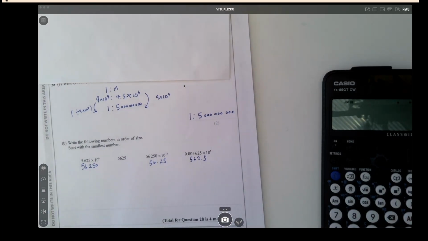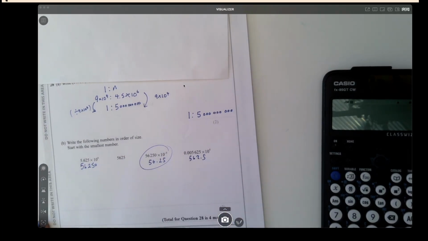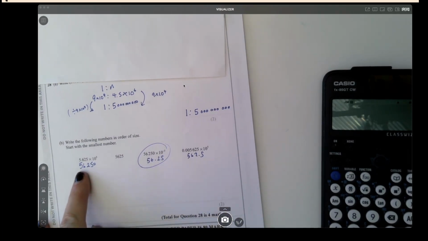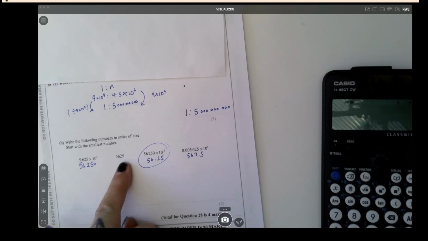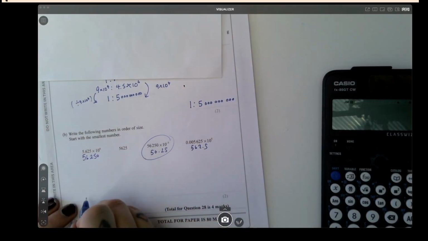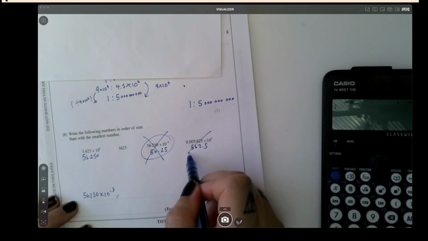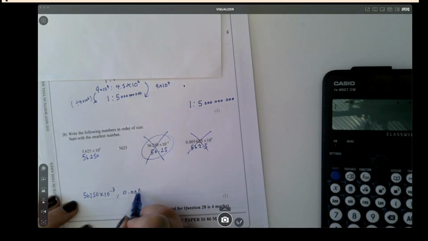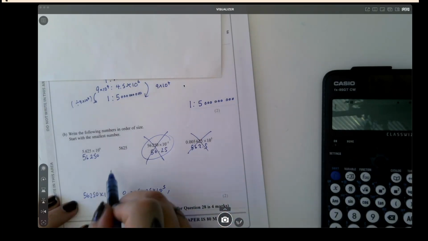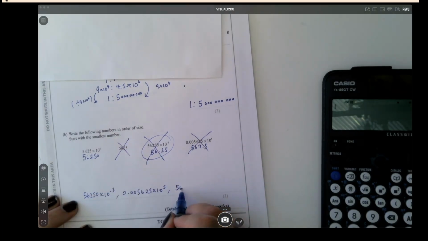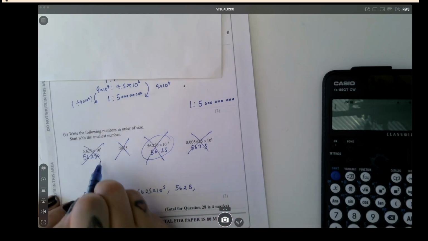So smallest number first. This is my smallest number. 56 is smaller than 562 and 56,250. So this is the number I'm going to write first, but I'm going to put it in standard form in its original form. So that's the smallest, done that one. The next one is this one. And then it's this one. And then last but not least.